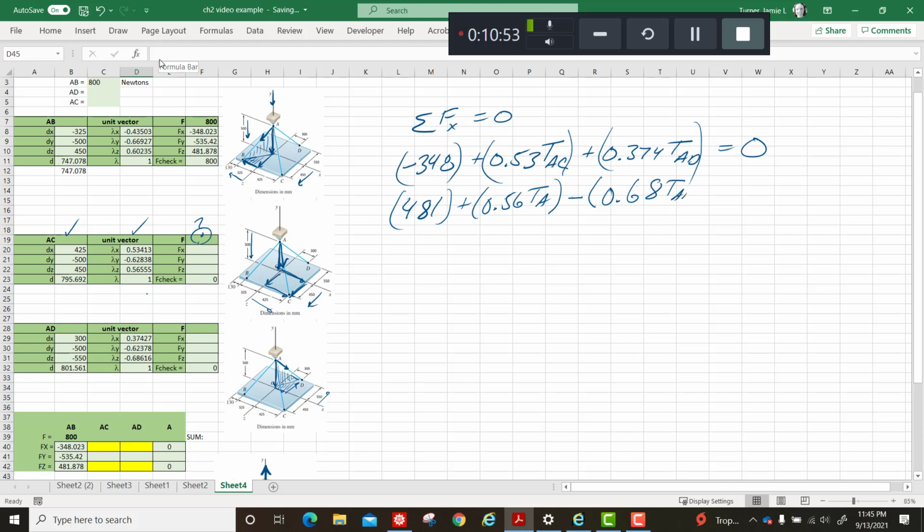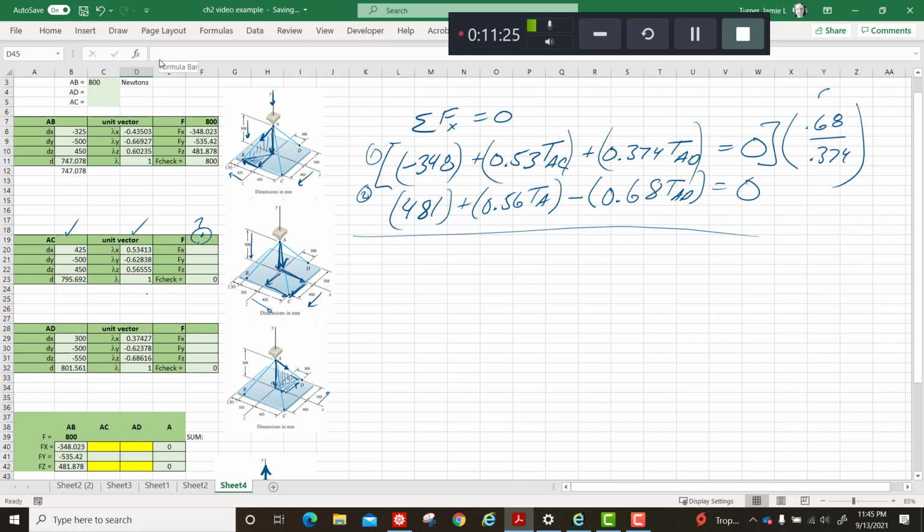0.68 AD, and those are going to add to 0. Okay, so 2 equations, 2 unknowns, and you can go through and solve this however you want. Maybe I'll get rid of TAD. So if I take this whole first equation and multiply it by 0.68 divided by 0.374, I'm going to call this just R for a ratio.